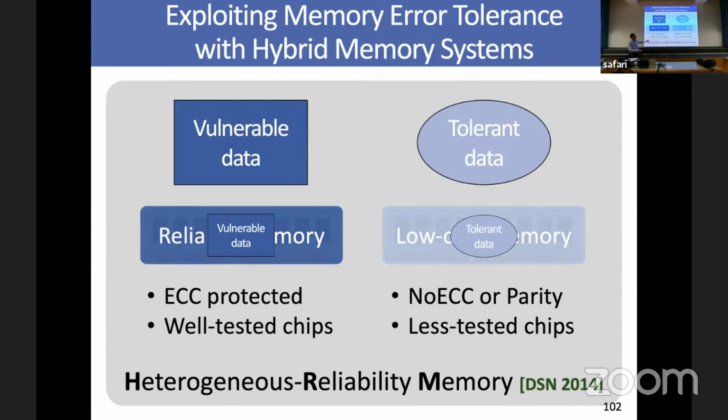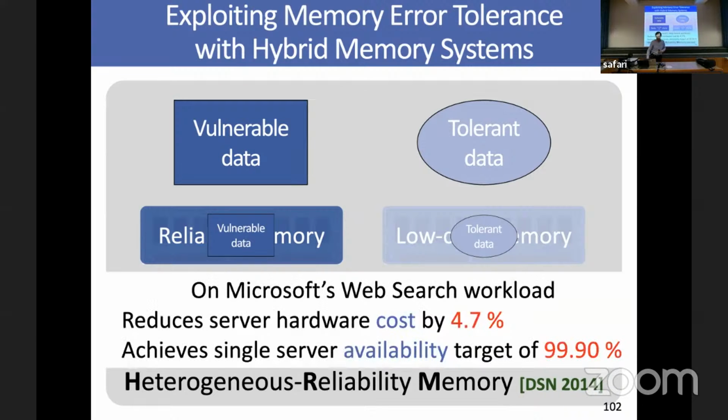I'm going to mention the paper that was published in DSN some years ago. But we actually did a lot of testing with this sort of idea together with Microsoft. And on some workloads, this works really well. For example, in data centers, you can eliminate ECC from most of your memory. You can reduce the hardware cost in a data center while still achieving good availability in a data center. You can read the paper for more detail because hopefully you've identified your vulnerable data well, such that you mapped it to reliable memory.